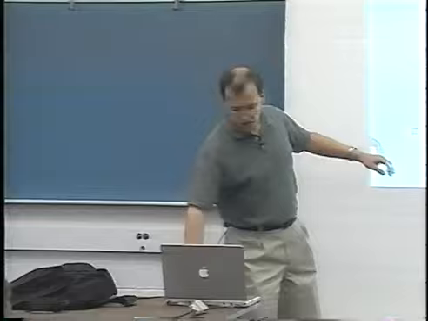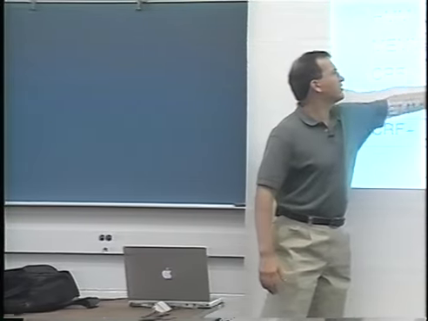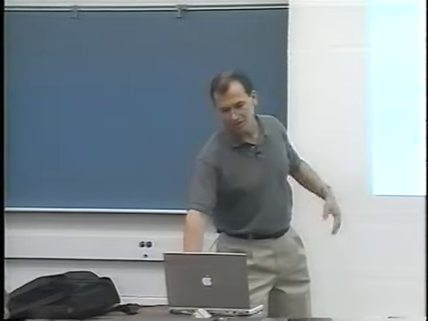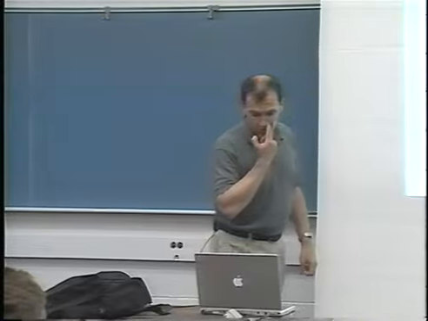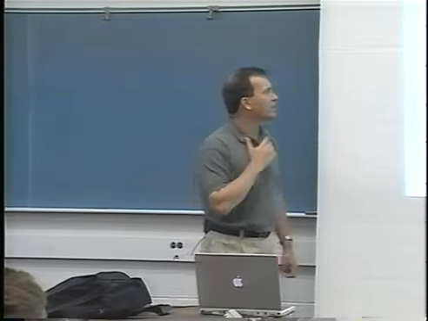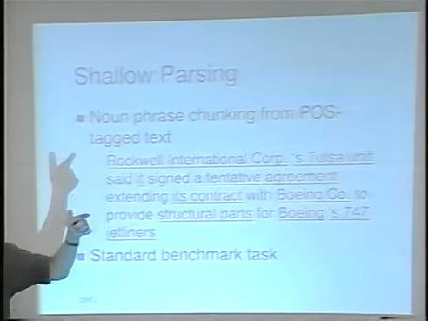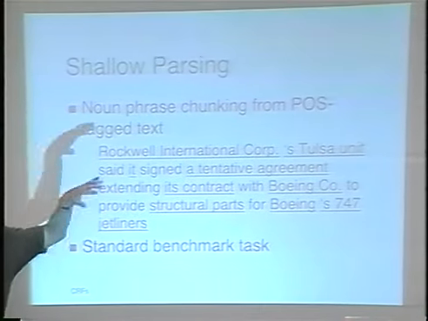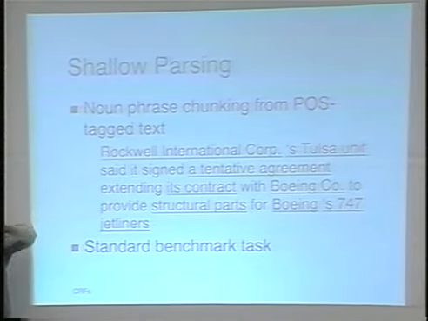This was just trying to identify the particulars that made these things different, not trying to get the best part-of-speech tagging. Now, recently we've been playing with shallow parsing tasks, the noun phrase chunking from part-of-speech tagged text. The part-of-speech tags are actually the Brill tags. They are not the correct tags. This is a standard task that people have used for shallow parsing.